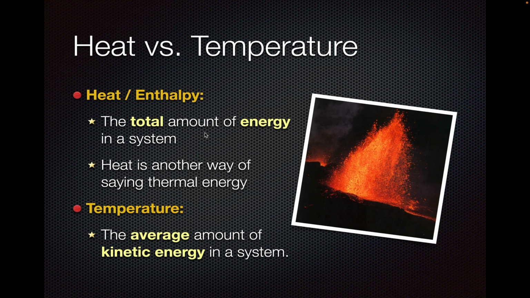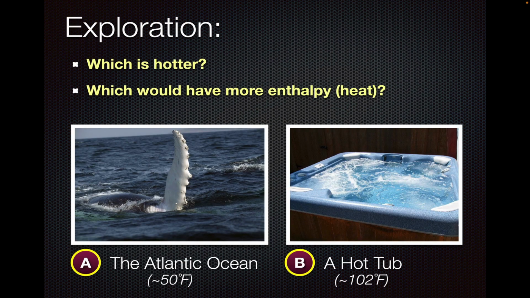So we want to get away from this idea that heat means hot in our world, and let's take a look at an example of that, okay? So if we take a look, this is a fin of a whale, if you didn't know what that was. It's kind of hard to see, but this is the ocean, okay? Now the Atlantic Ocean is about 50 degrees Fahrenheit, on average, okay? And a hot tub, usually about 102 degrees Fahrenheit on average, okay?